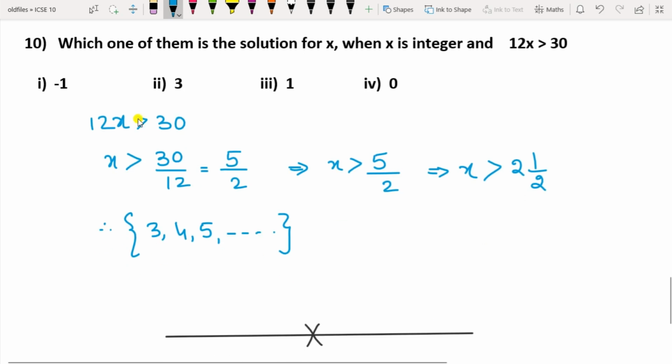Which one of the following is the solution for x when x is an integer and 12x > 30? So solve this equation. 12x is greater than 30, so x is greater than 30 by 12, that is 5 by 2. 5 by 2 means 2.5. So x is greater than 2.5, that means the solution set will be 3, 4, 5 and so on. From this you can see the option given is the correct option. So you have 3 here in the solution set.